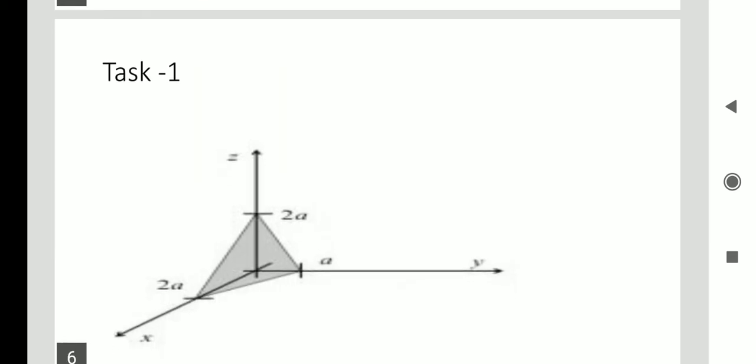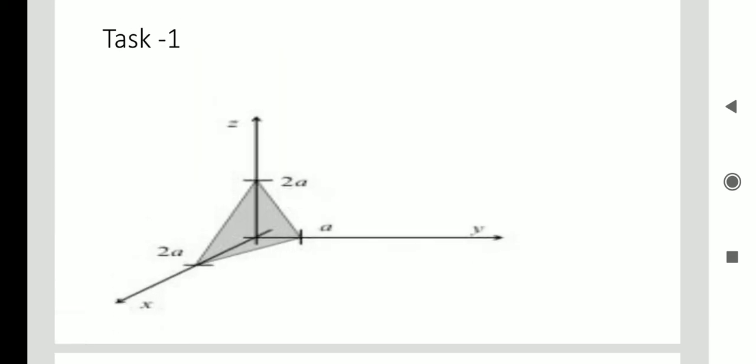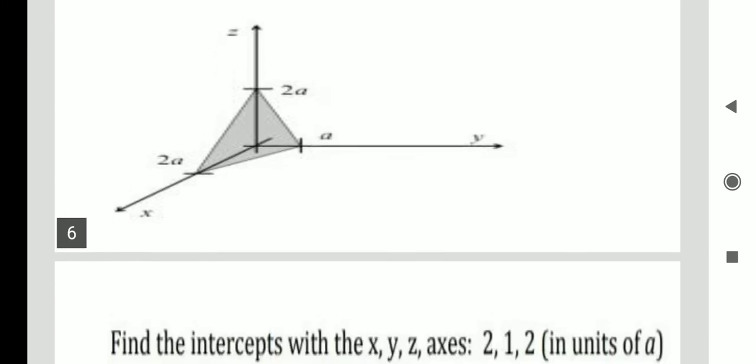We have another example. Consider this particular figure, where x, y, z are the crystallographic axes. On x, the intercept is 2a, which means we take 2. On the y-axis it is 1. On the z-axis it is 2. Find the Miller indices.